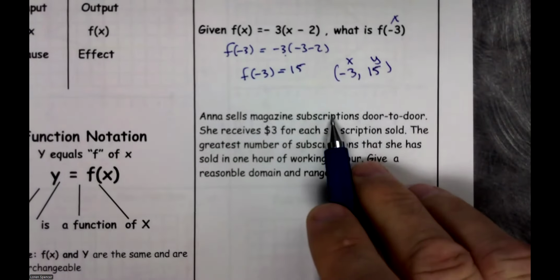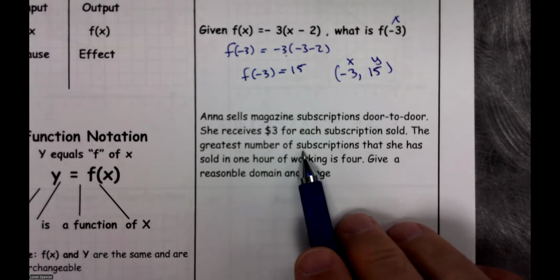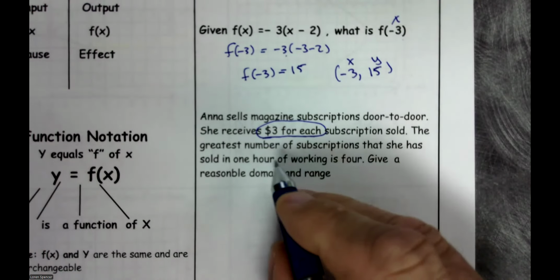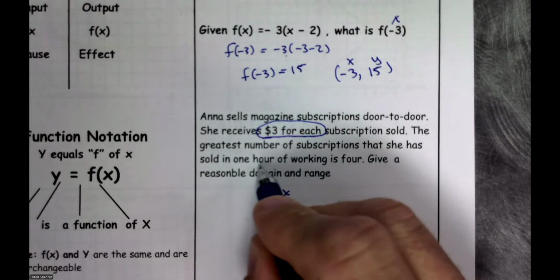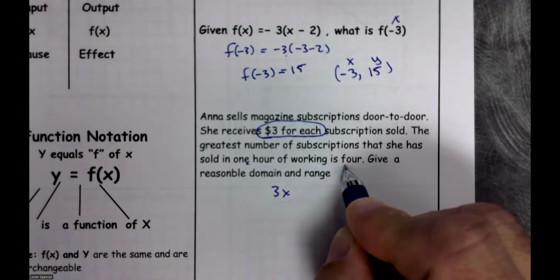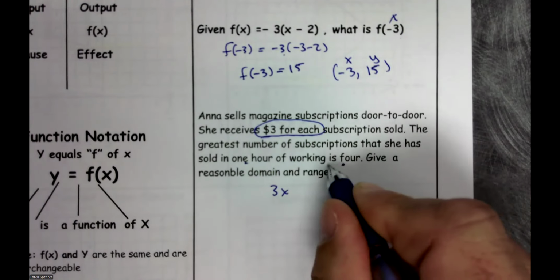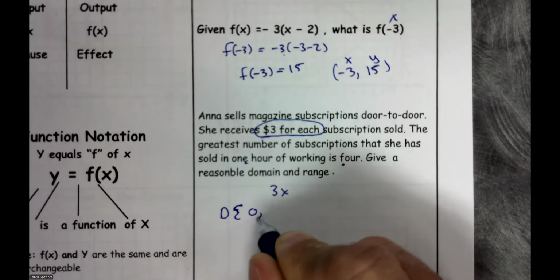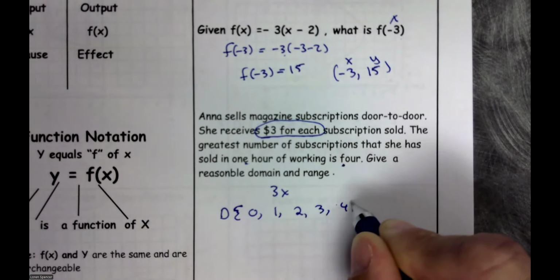All right, Anna sells magazine subscriptions door to door. She receives $3 for each subscription sold, the greatest number for each. That's important. So that means that's like 3x. The greatest number of subscriptions that she has sold in 1 hour is 4. Give a reasonable domain and range for 1 hour. Well, it should say for 1 hour, and it doesn't. So the domain could be 0 hours, 1 hour, 2 hours, 3 hours, 4 hours.